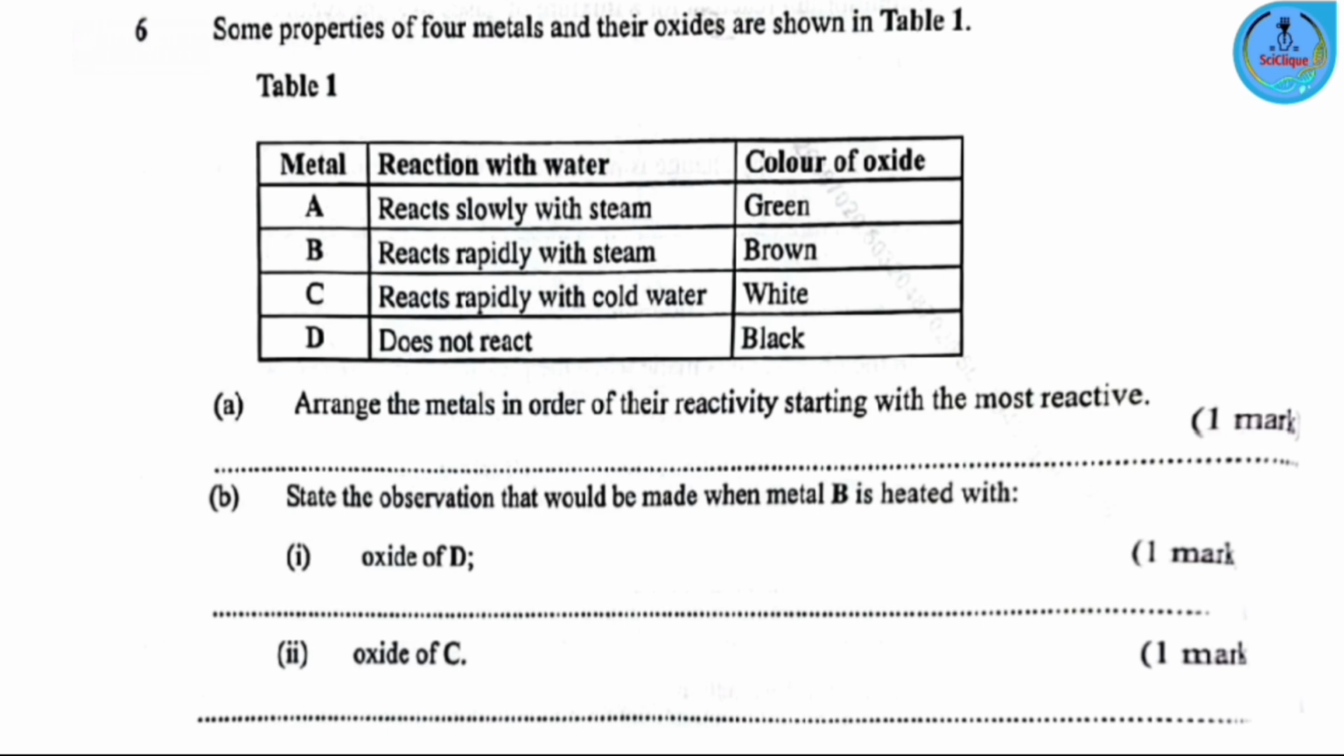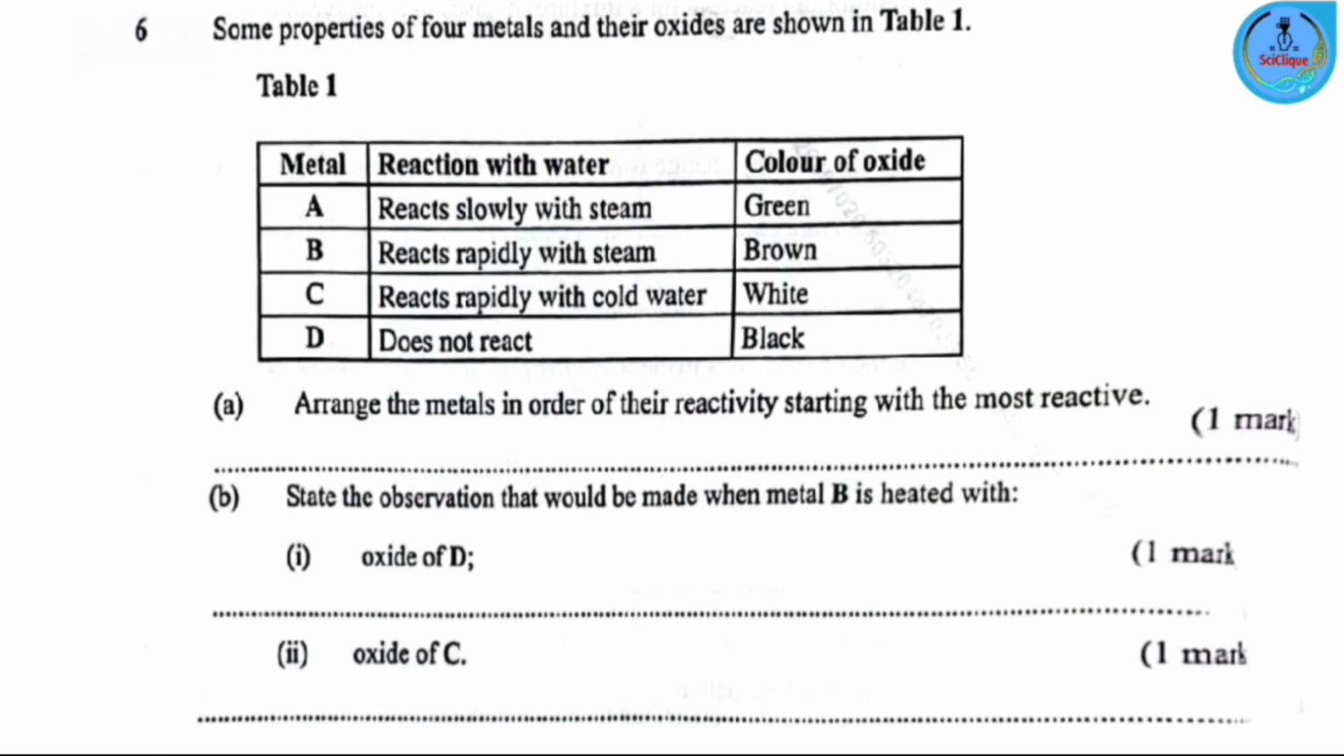So, there are some metals that will not react with cold water, but will react with steam. Examples are magnesium and iron. So if you look at the metals that we have, 2 metals react with steam, but B is more reactive. As you can see, it reacts rapidly with steam. A does react with steam, but slowly.